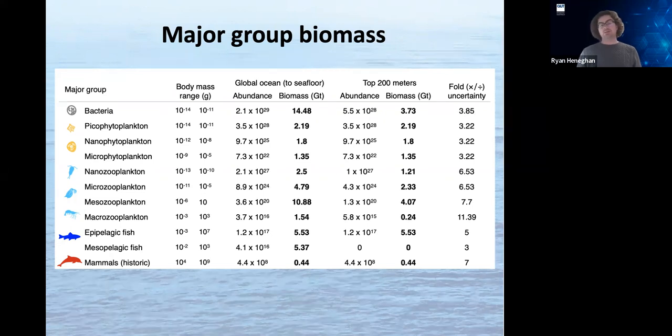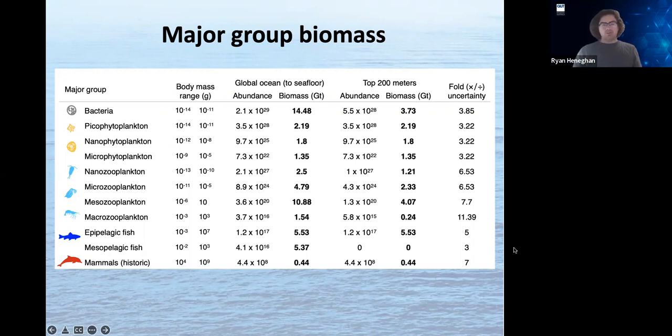What we're saying is that we're 95% confident that the global biomass of bacteria is between 5 and 45 gigatons. And so the median there is about 14. So you can see there's big uncertainty. Groups like macrozooplankton are the largest uncertainty, so it's over an order of magnitude that we have here.